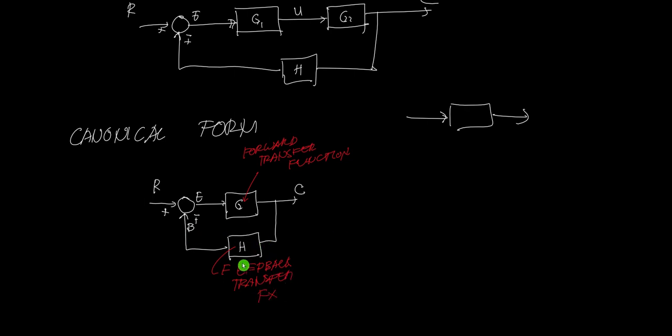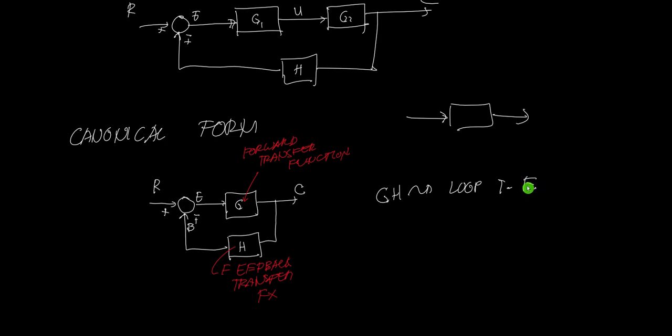Then if you multiply G and H, G times H, that is what we call the loop transfer function. We call it the loop or open loop transfer function.